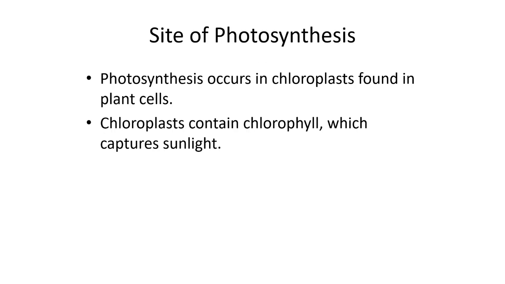What is the site of photosynthesis? Just now I have told that photosynthesis occurs in chloroplasts, which are found in plant cells. Within the plant cells, there are chloroplasts. Within the chloroplasts, there are thylakoid membranes, and in the thylakoid membranes, there is a light absorbing molecule which is called chlorophyll, which absorbs light.